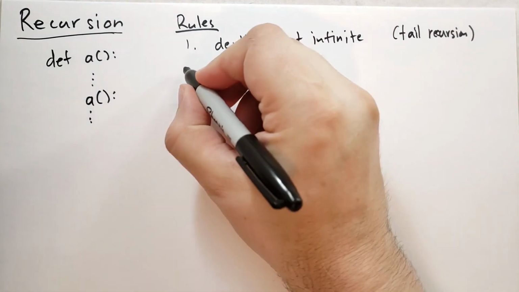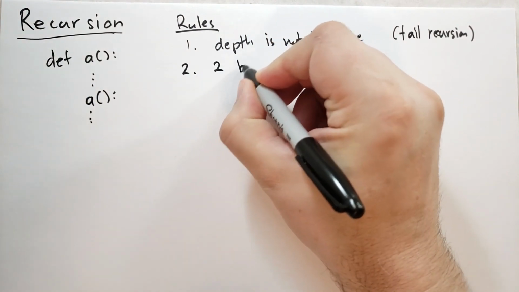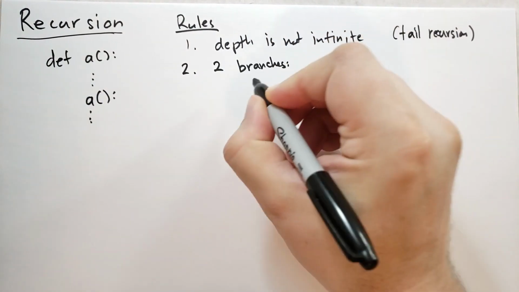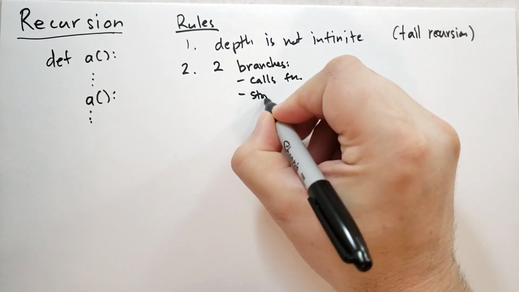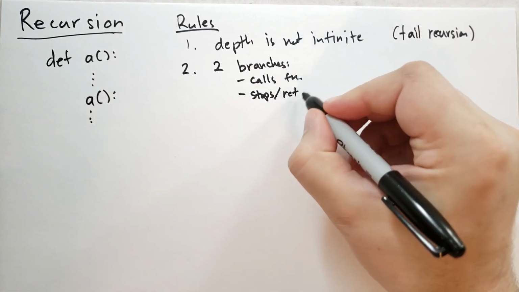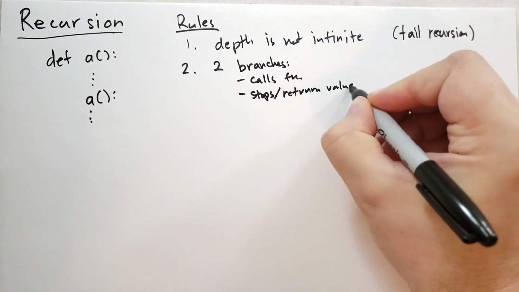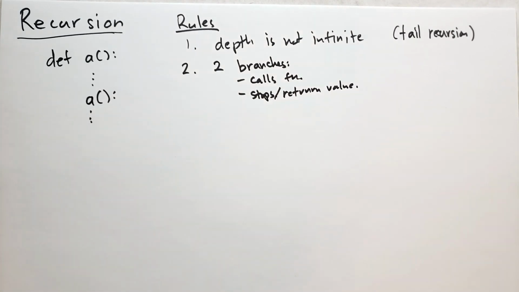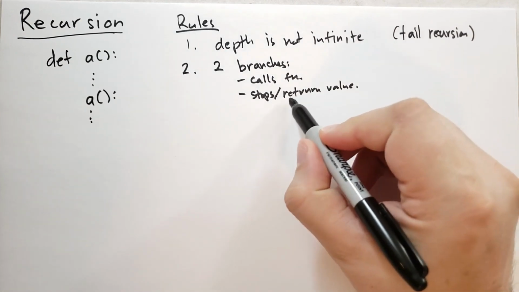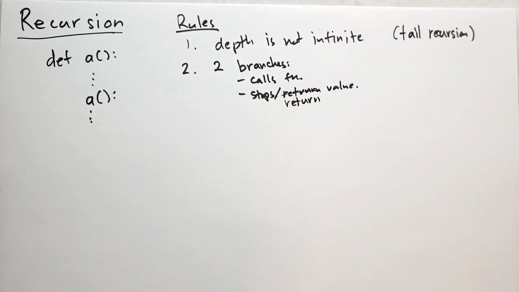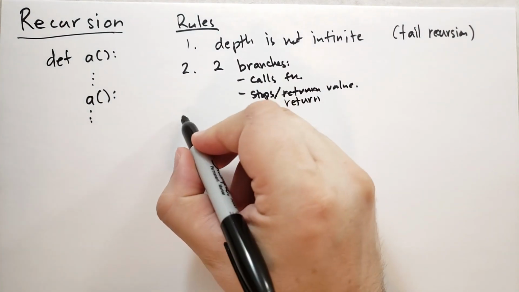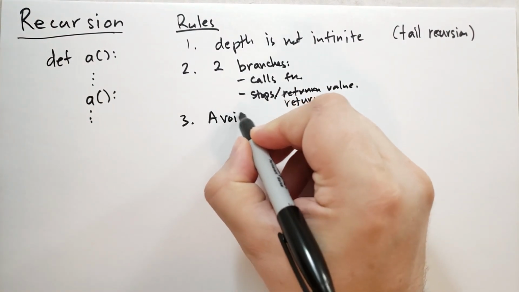Okay. The other thing that you need to know is there has to be at least 2 branches in your code. One that calls the function and the other one that stops or returns a value. Okay. And these 2 branches have to be separate. So in your recursive function, if it doesn't eventually resolve to something that doesn't recurse, you're going to run into a problem. By the way, I've spelled return really funny. It's R-E-T-U-R-N. Okay?